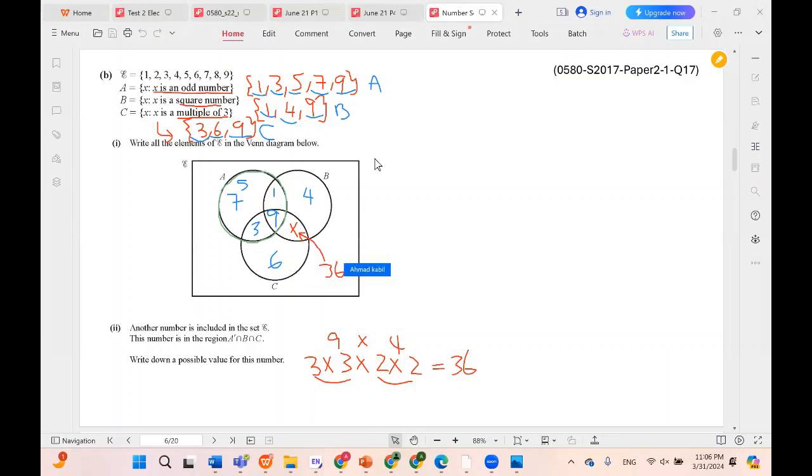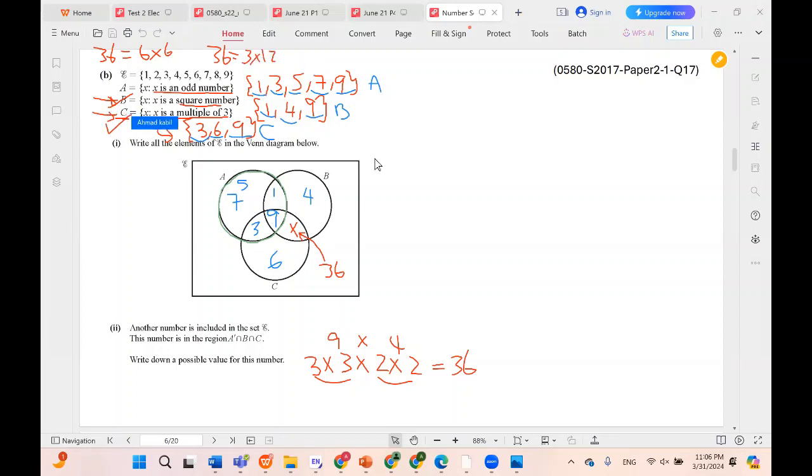And it does satisfy the requirement of B. It is a square number. 36 is 6 times 6, so it is a square number. It satisfies the requirement of C because 36 is 3 times 12, so it's a multiple of 3.